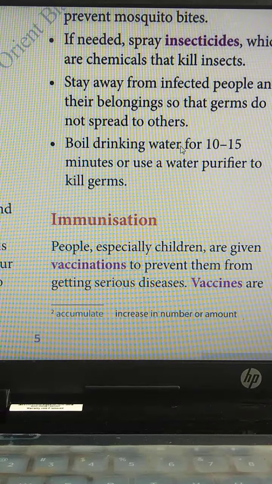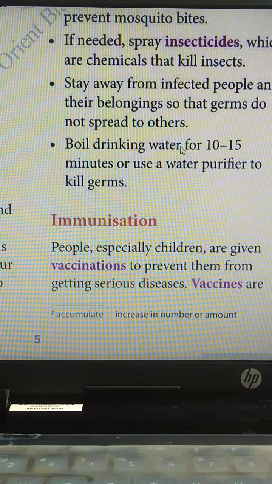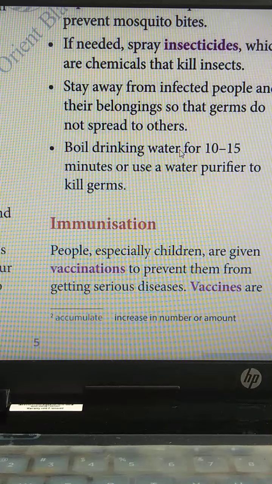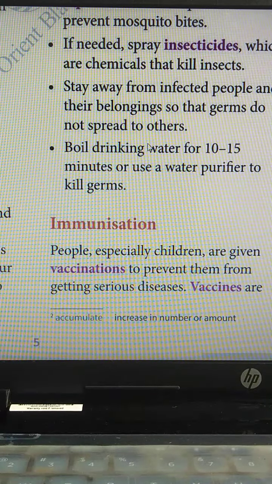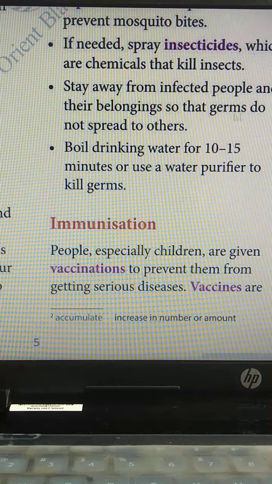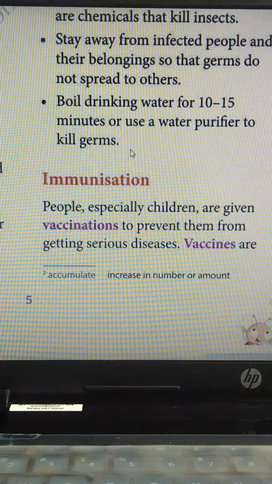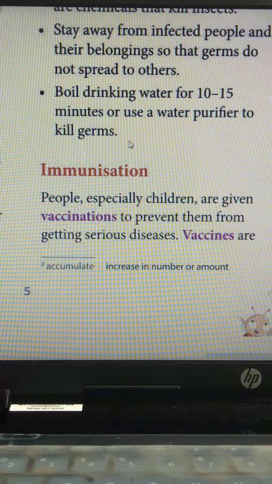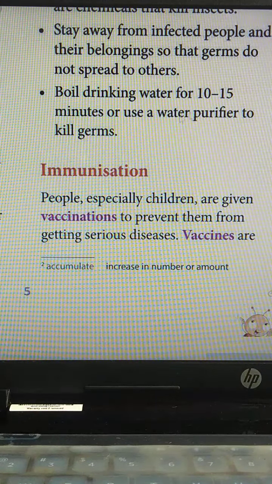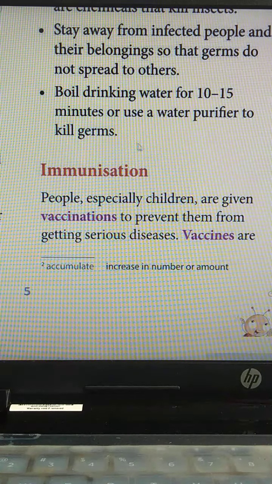We have sometimes seen in villages, near houses, that the government used to spray. Stay away from infected people and their belongings so that germs do not spread to others. So where infected people are suffering from a cold or chicken pox or anything, we should not go near that person. Then boil drinking water for 10 to 15 minutes or use a water purifier to kill germs.